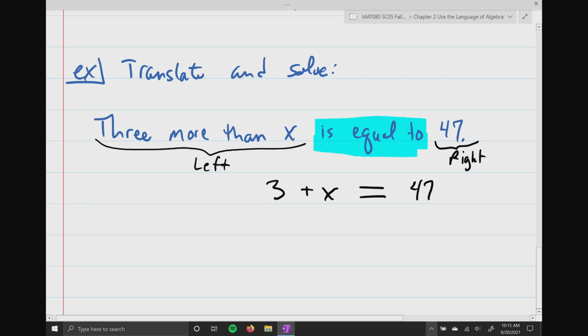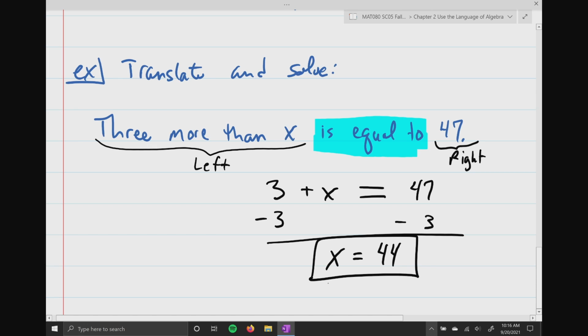Thank you so much. So now we have our equation. We're just going to read it one more time, and then we're going to see if we can apply something. So 3 plus x equals 47. I know my goal is to isolate the variable x. So all I have to do is just subtract 3 from both sides to give me x equals 44.